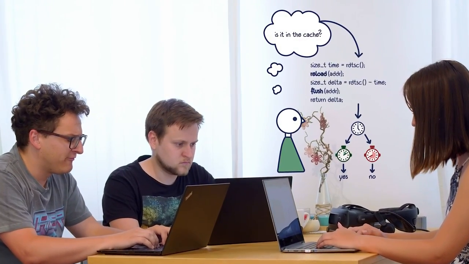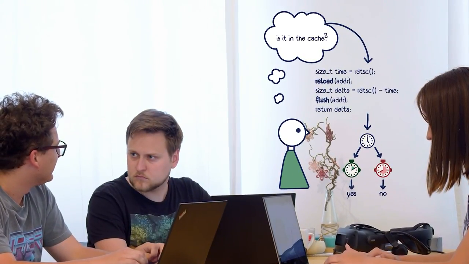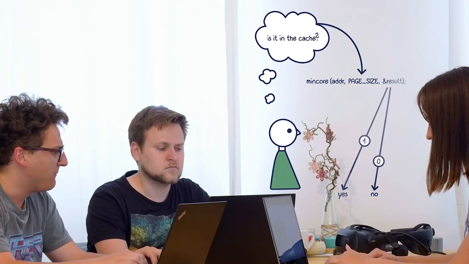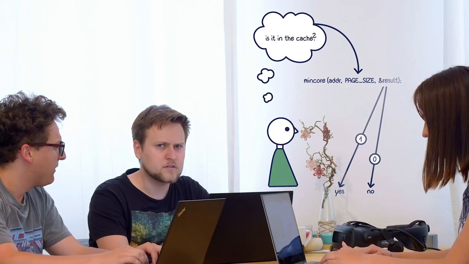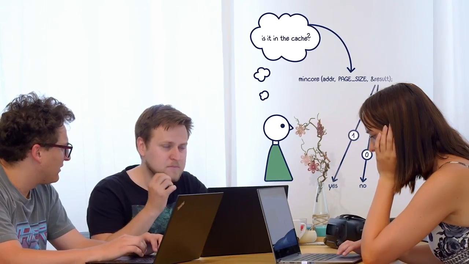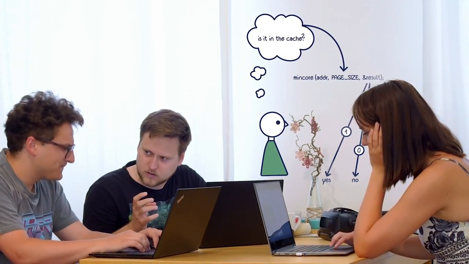Wow, so for flush and reload, we had to observe whether something is resident in cache or not by observing timing levels. But here we can observe it directly. So with mincore, you can check architecturally with absolute certainty whether or not a page is in the cache.